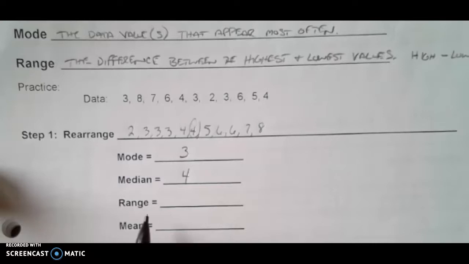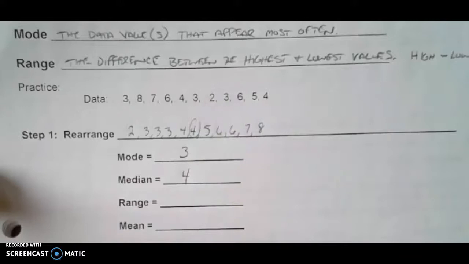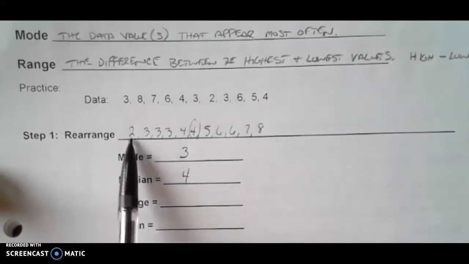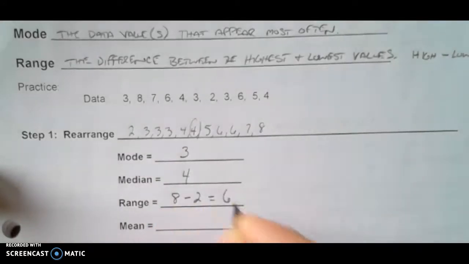Let's calculate the range now. The range, we said before, was the difference between the highest and lowest values. I can see here that my highest value is 8. My lowest value is 2, so to get the range, I'm going to do 8 minus 2, which I know is 6.